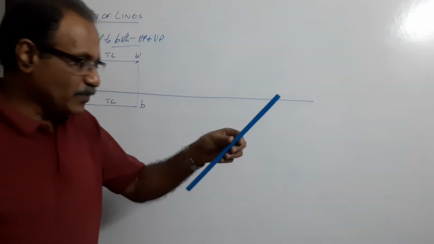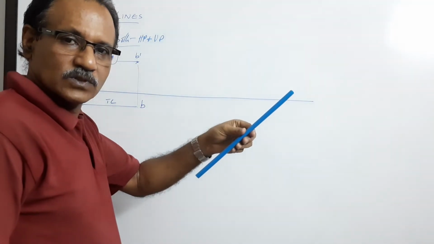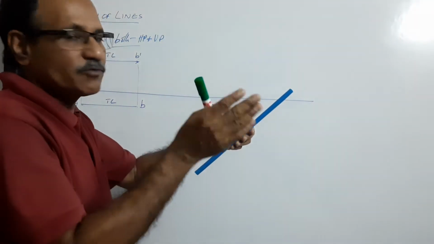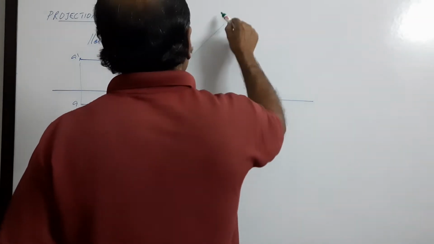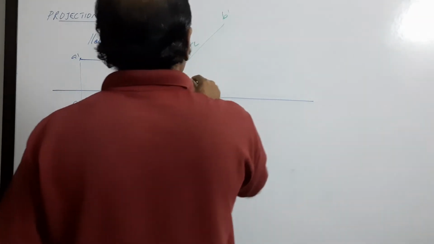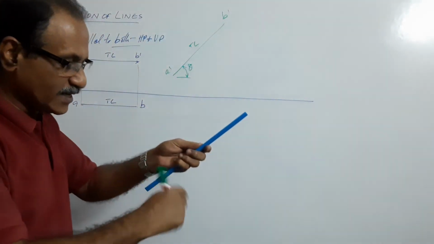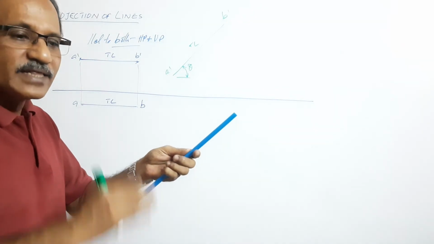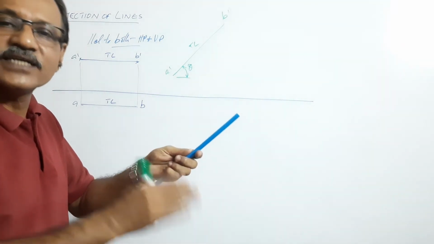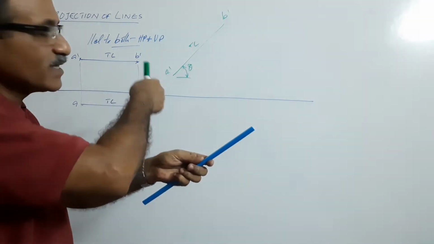Next I am holding the line parallel to VP and inclined to HP by an angle. What's the elevation? Since the line is parallel to VP, elevation is true length. A dash, B dash, true length, theta. The inclination to HP is theta. Theta is the letter always used to represent the inclination of a line to HP. So elevation is a line of true length inclined at theta to XY.